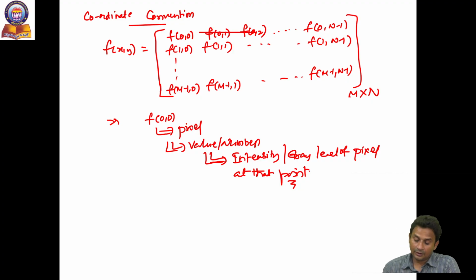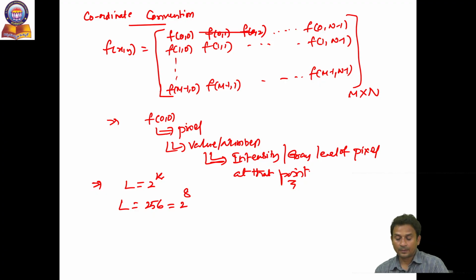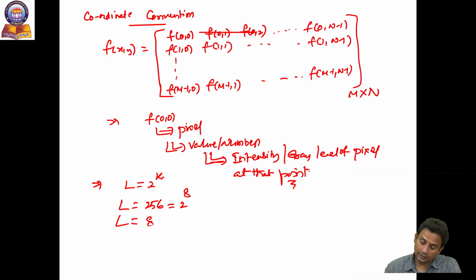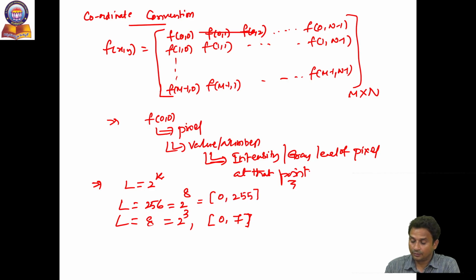Right. So here we'll see one terminology. I said the number of gray levels is always 2 power k. If the number of levels is 256, this can be written as 2 power 8. If the number of levels is 8, this is 2 power 3. So in an image with 8 gray levels, the pixel values will range between 0 to 7, whereas in an image where the grayscale is divided into 256 levels, the pixel values will range from 0 to 255.